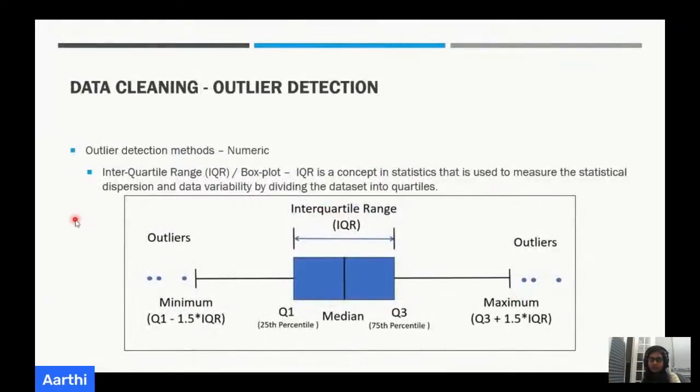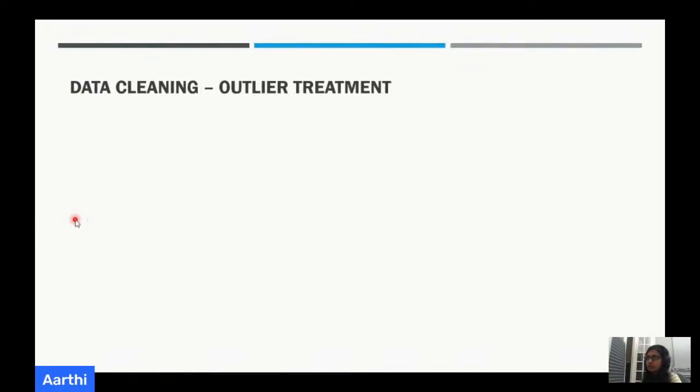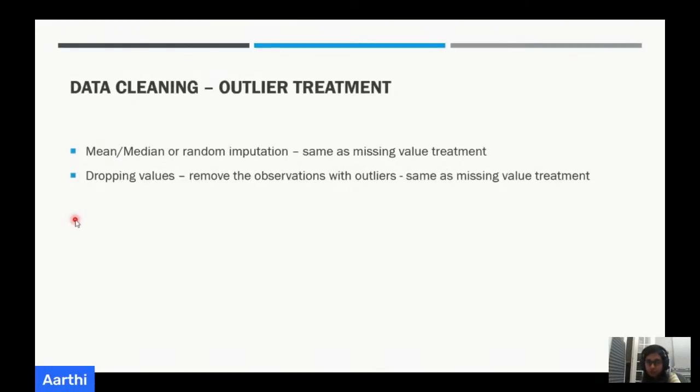How do we treat outliers? Mean, median, or random imputation or constant imputation, very similar to how we did in missing value treatment. You can drop the values. This is also very similar to missing value treatment. You can put a ceiling on the outlier. So if you know about your data, then you can put a ceiling on that.